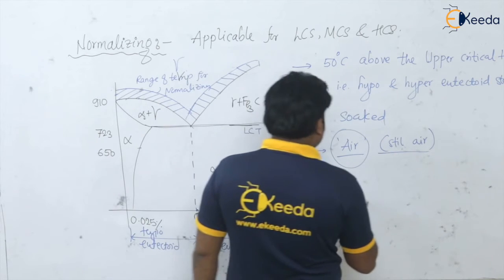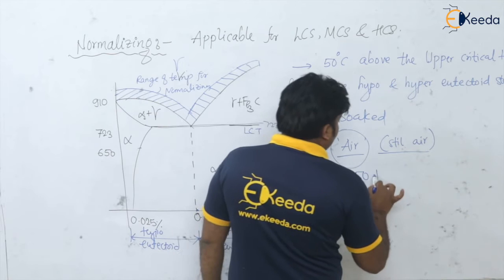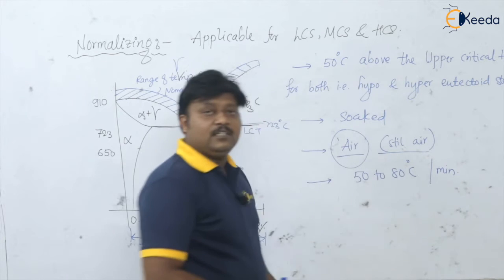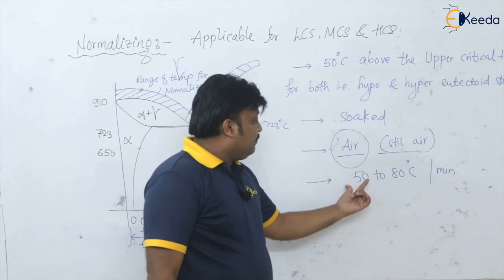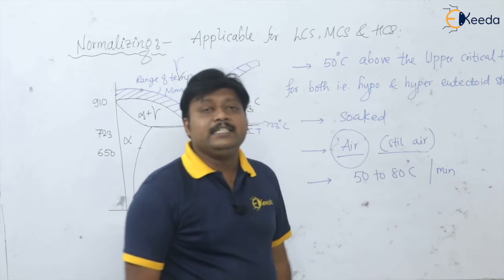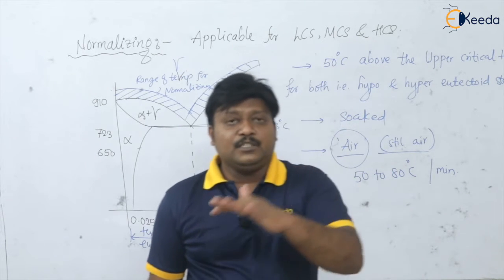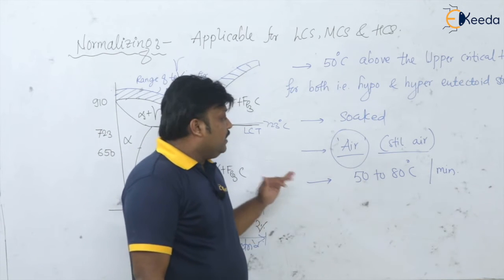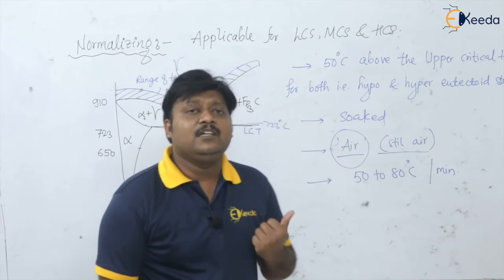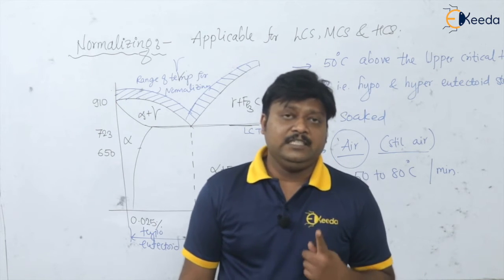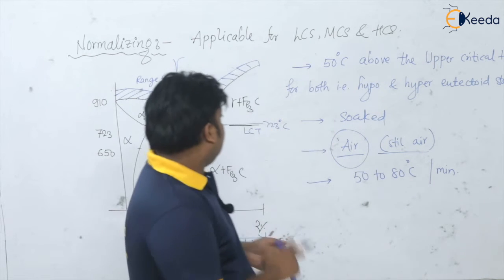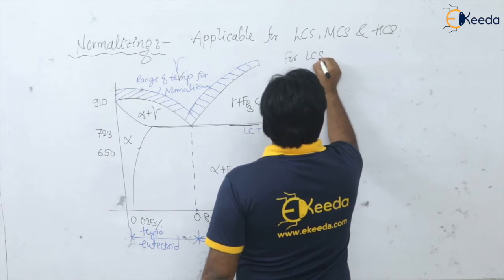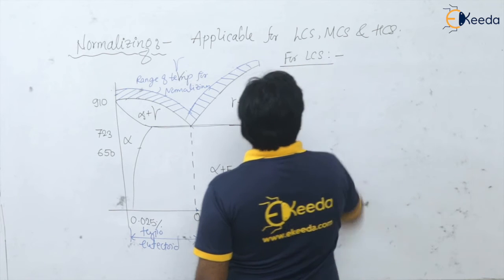Generally the cooling rate in still air is 50 to 80 degrees centigrade per minute. How much cooling rate are we getting in the normalizing process? 50 degrees centigrade to 80 degrees centigrade every minute. That will be the temperature drop, the temperature gradient with time, isn't it? So basically, when we apply this normalizing process to low carbon steel, what benefits can we get?